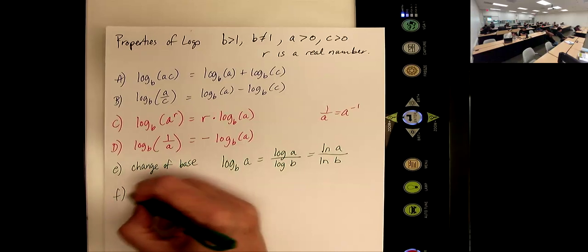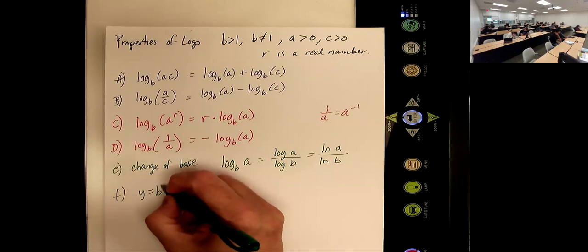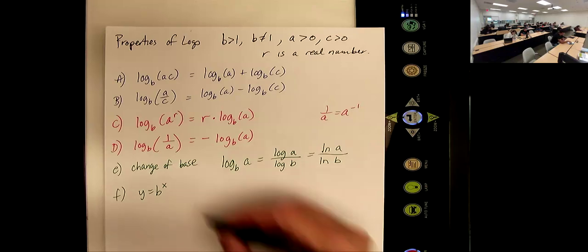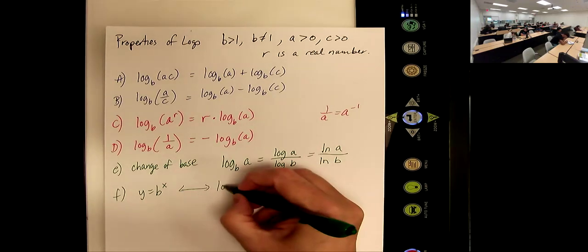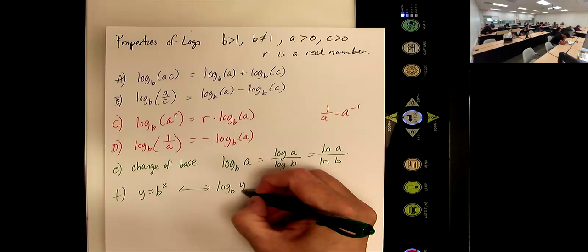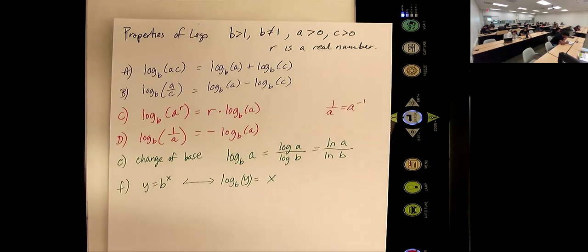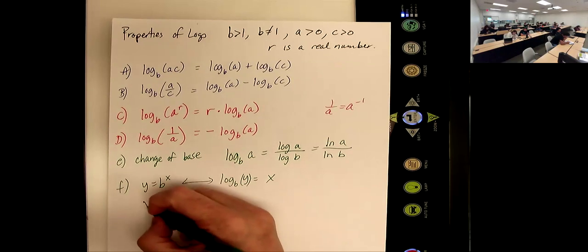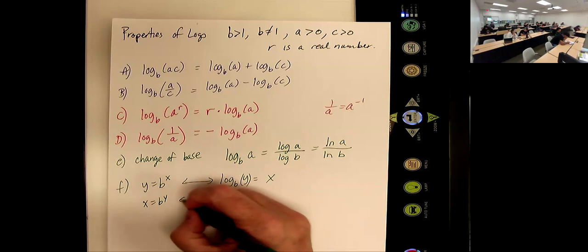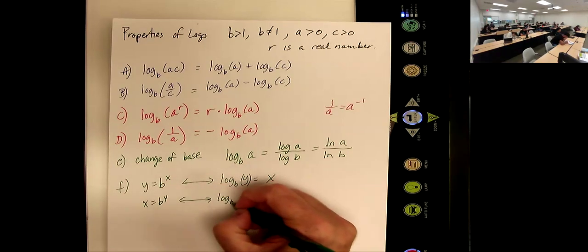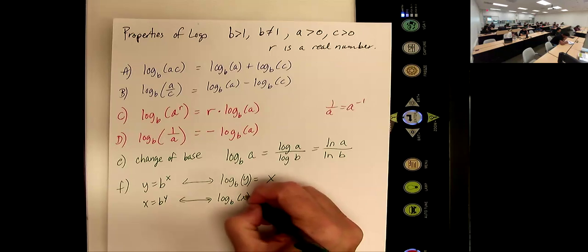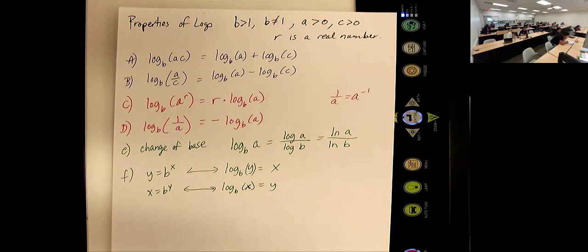And as I mentioned earlier, y equals b to the x. We can rewrite this as log base b of y equals x. I think I wrote this earlier as x equals b to the y, which is the same thing as log base b of x equals y. So depending on where the exponent is, they swap like that.